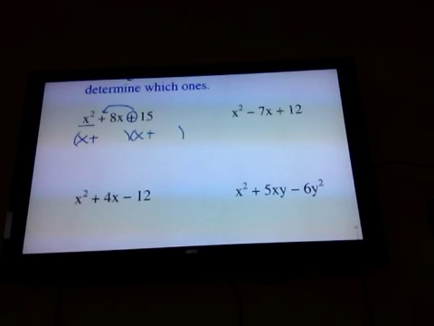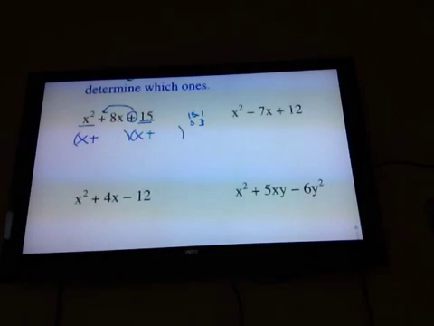My last term is 15. So 15 can be 15 times 1, or 15 can be 5 times 3. I typically choose the one that is not the one with the 1. Okay? So I'm going to go with 5 and 3. Now you notice I haven't even looked at the 8 yet. Haven't even looked at it. You don't look at the 8 until you get everything written down.